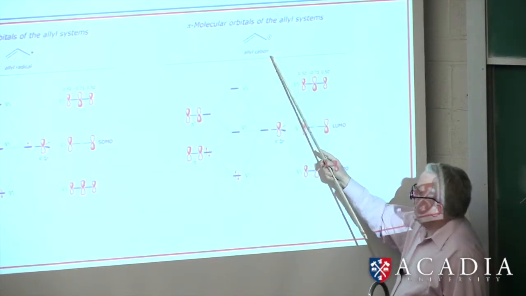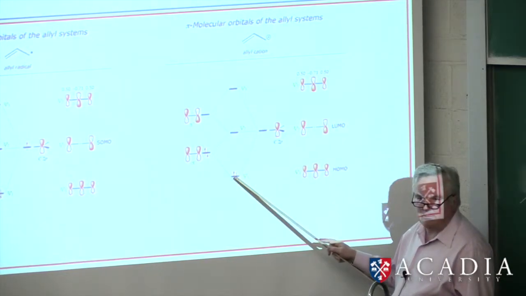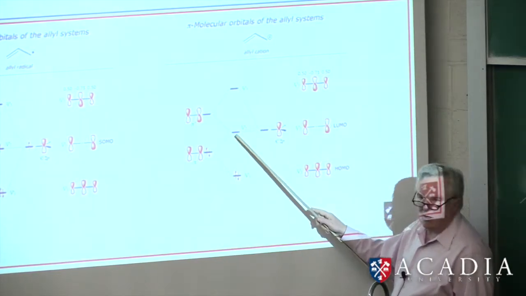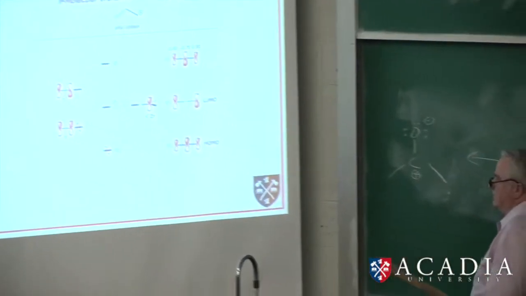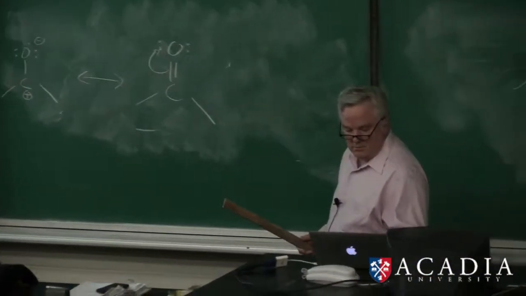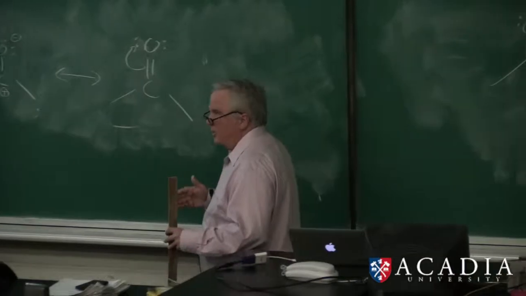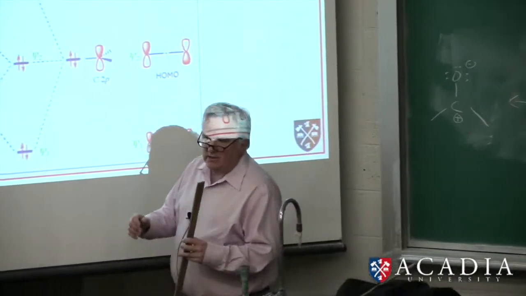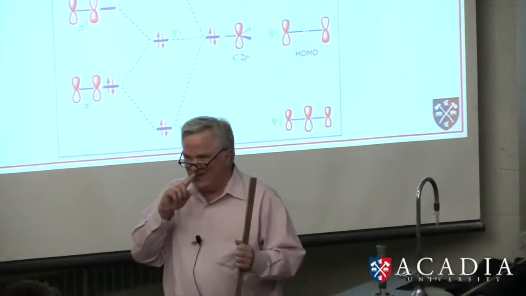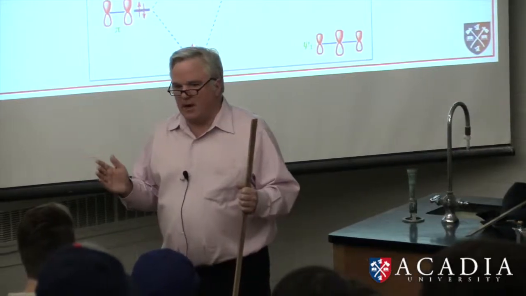For an allyl cation, our electrons end up down here. This is our highest occupied molecular orbital, and this is now our lowest unoccupied molecular orbital. We can also have an allyl anion. The only difference between an allyl anion and an allyl cation is if we have a cation, we have a positive charge, we throw an electron in there, what's the charge on our system now?